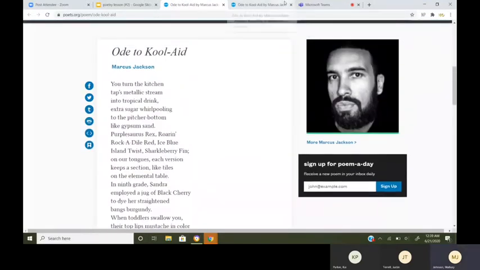Ode to Kool-Aid. You turn the kitchen tap's metallic stream into tropical drink. Extra sugar whirlpooling to the pitcher bottom like gypsum sand. Purplosaurus Rex, roaring crocodile red. Ice Blue Island Twist. Sharkleberry Fin. On our tongues, each version keeps a section like tiles on the elemental table.